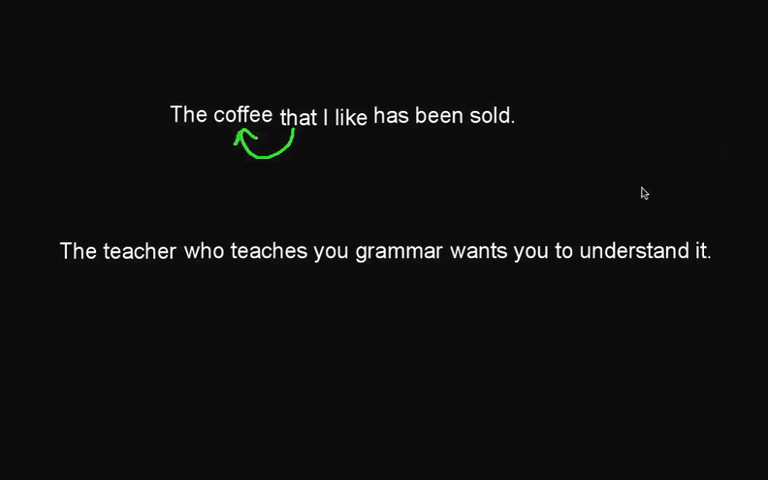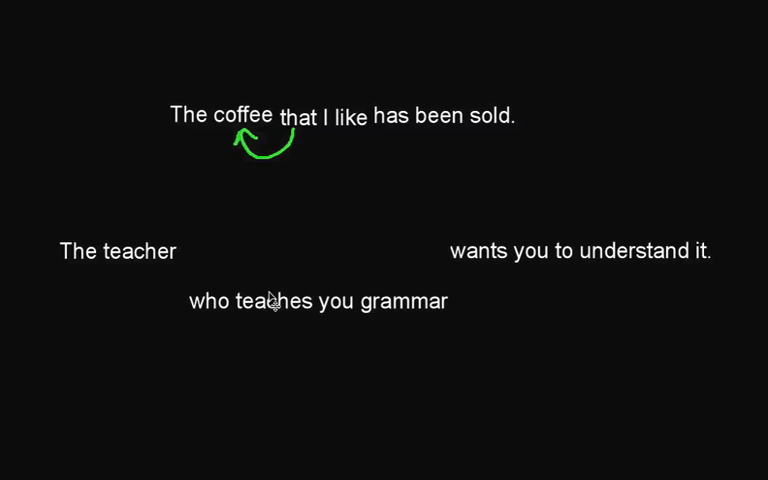The teacher who teaches you grammar wants you to understand it. Right. So again, let's find the subordinating clause in this sentence. Who teaches you grammar? Right. It's not set off by commas, so you must assume this is essential information. And when I take it out, you can see that it is. The teacher wants you to understand it.